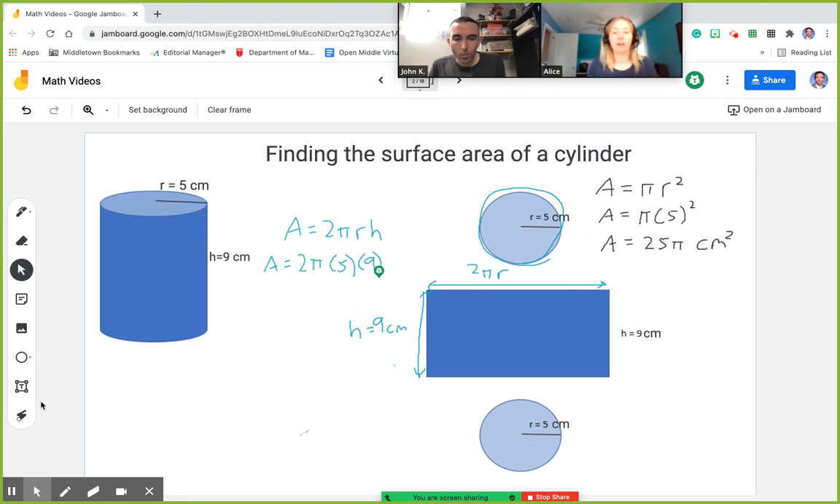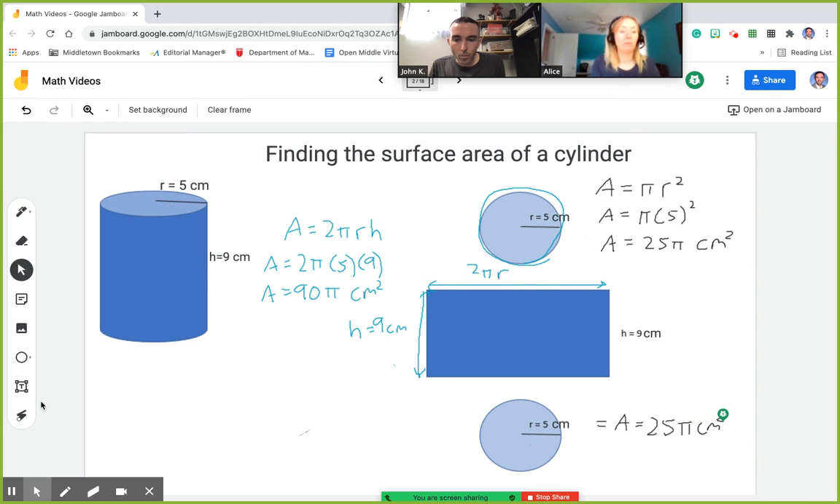So 9 times 5 is 45. 45 times 2 gives us 90. So the area of the rectangle is 90 pi, and that's also centimeters squared. Then just one face left. But the good news is we already did it, because the third face is the bottom circle, which is identical to the top circle. So we already know that area. It's going to be 25 pi centimeters squared.